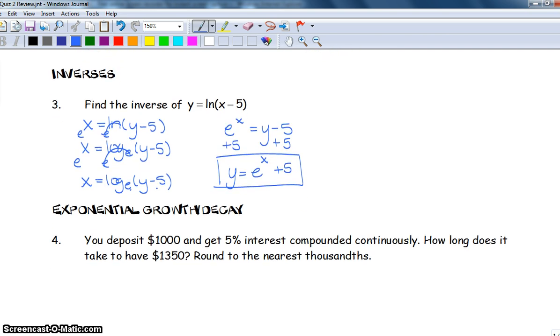Remember, logs are the inverses of exponential functions. Exponential functions are the inverses of logs. So if you're starting with logs, your inverse should be exponential. If you're starting with exponential, your inverse should be a log.